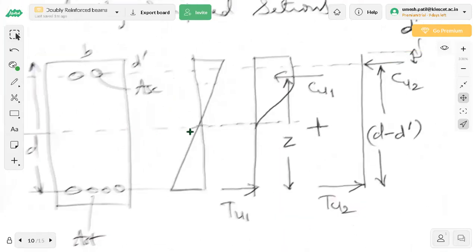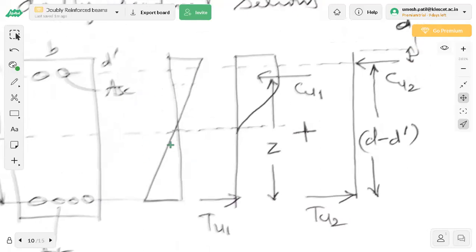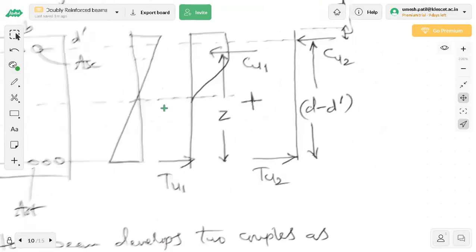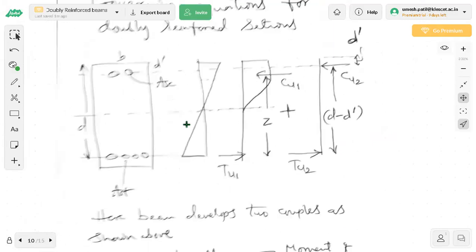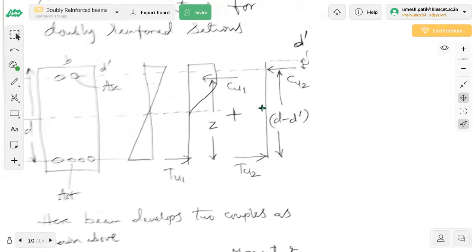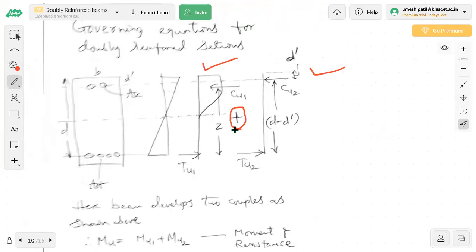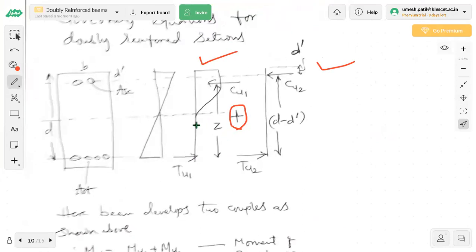So like this, this is just the same diagram. Actually I have not indicated the values in this case. It is a strain diagram. Everything is same here. Now what happens here is how the beam develops moment of resistance. How a doubly reinforced section develops moment of resistance. Observe, I have shown here this plus this. You can see plus is there in between. It means a doubly reinforced section develops two couples, not a single couple.